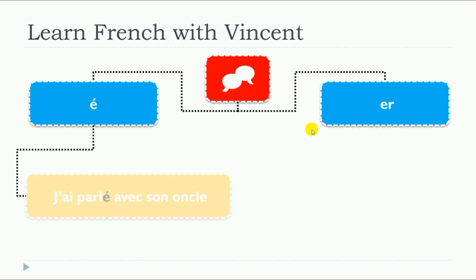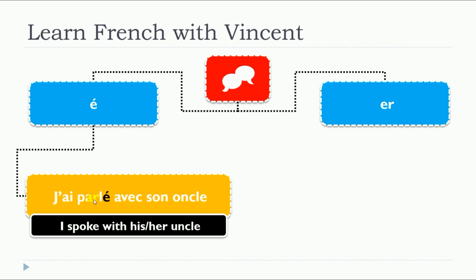Let's have an example now. J'ai parlé avec son oncle. In that situation, as you can see, this is the passé composé form of the verb parler. For the passé composé of parler, we use the auxiliary avoir, and then we use parler in the past participle form. The past participle of parler will be with this accent aigu here.